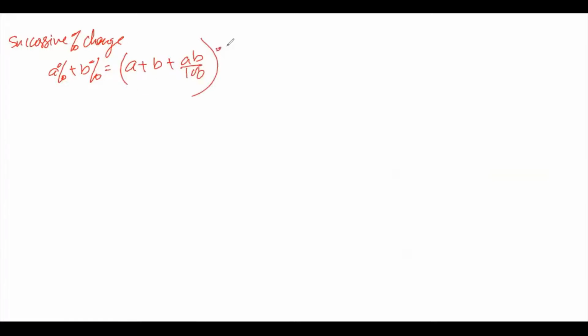Understand this. In successive percentage change, if a value increases by A% first and then B%, the effective change is A plus B plus AB upon 100%. This is the effective percentage change. This much percentage change the value has undergone. I could also write it as P plus Q, so that gives me P plus Q plus PQ by 1. Don't divide by 100, as it is a percentage divided by 1.